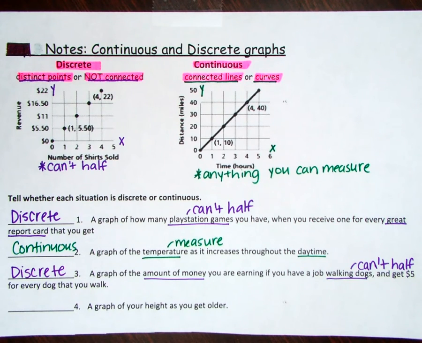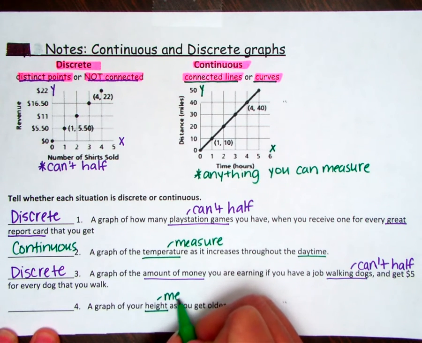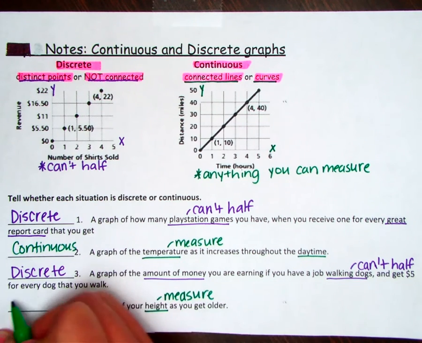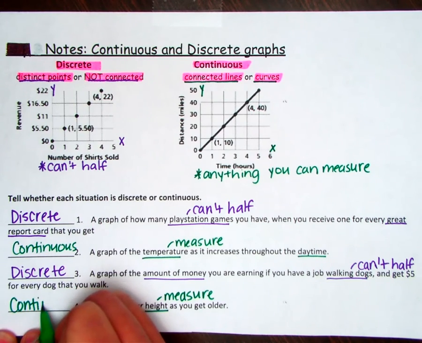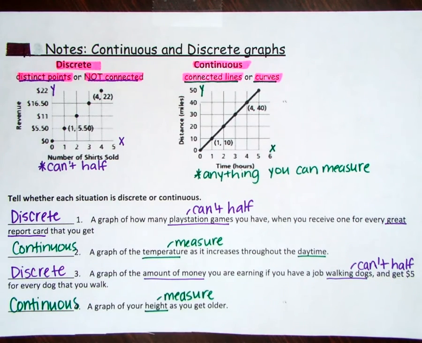And last, a graph of your height as you get older. Height can be something that you can measure. So this is going to be continuous data. You're going to try a few on your own now.